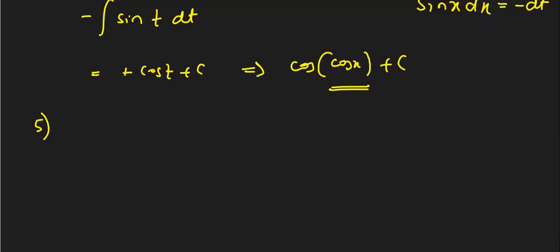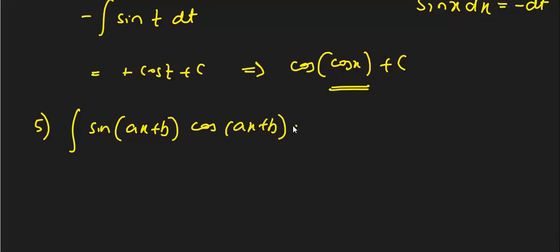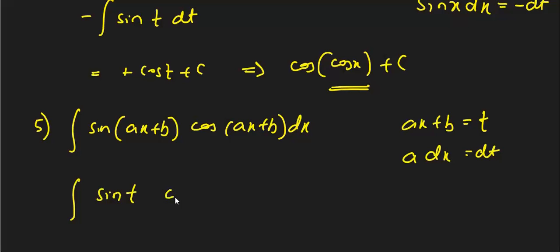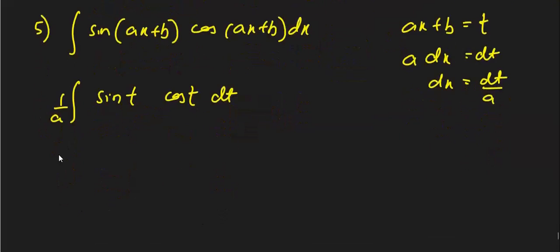Consider fifth question. Integral of sine of ax plus b, cos of ax plus b dx. Use the substitution, let ax plus b be t. Differentiate this, a dx equal to dt. So the function is reduced to the form sin t cos t, and dx is dt divided by a. I'll keep that 1 by a as a constant outside.